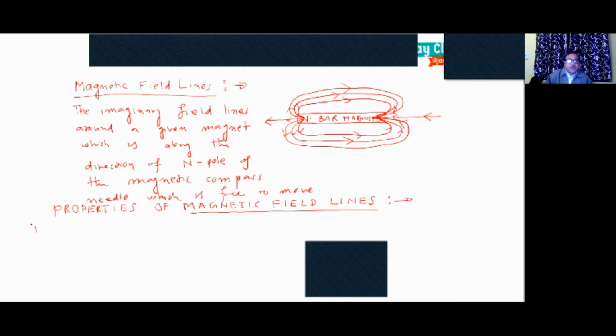Number one property of the magnetic field lines, which we should bear in mind, is that magnetic field lines originate from the north pole and end at the south pole.